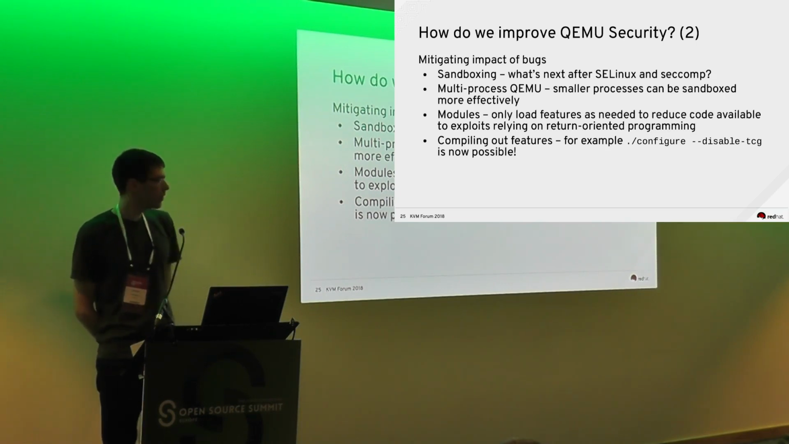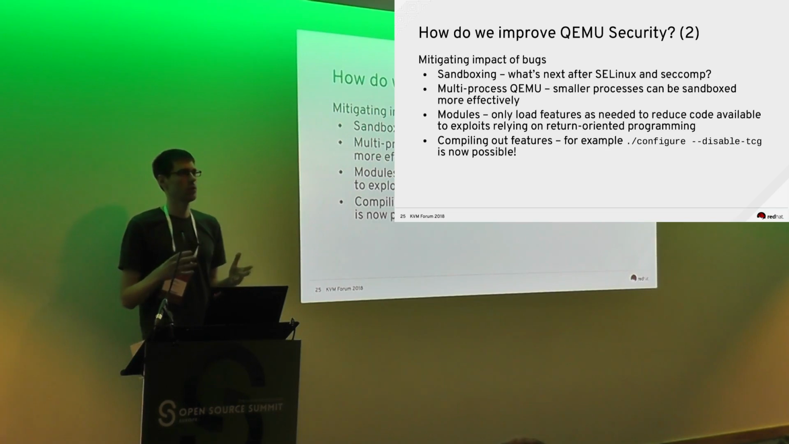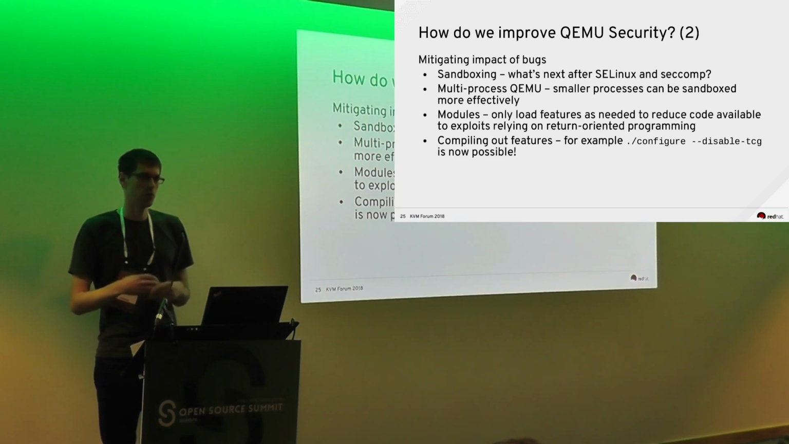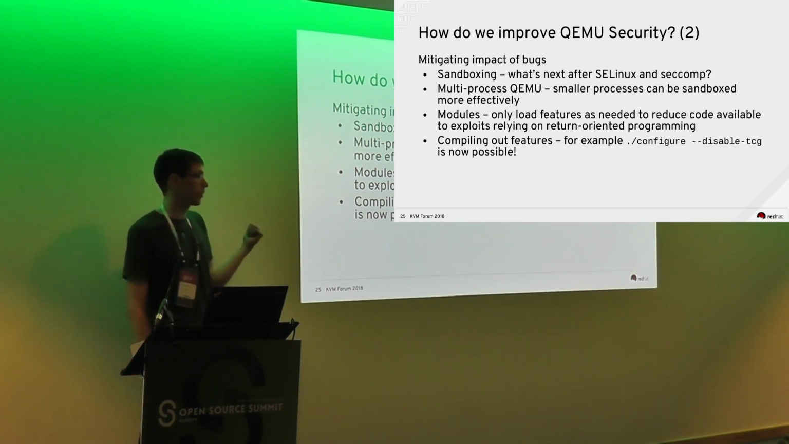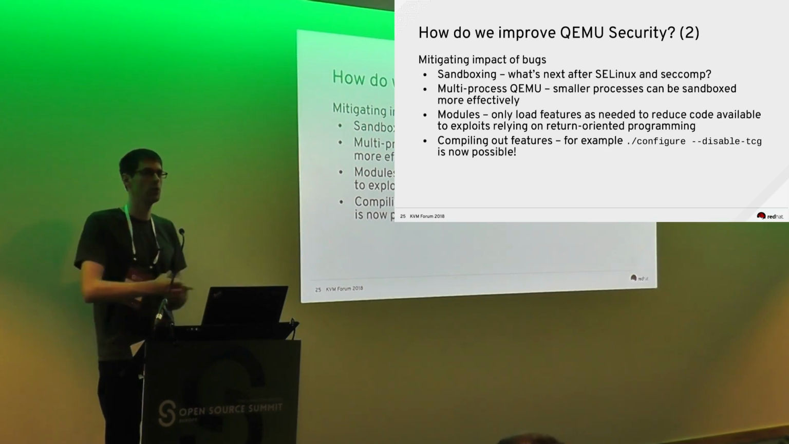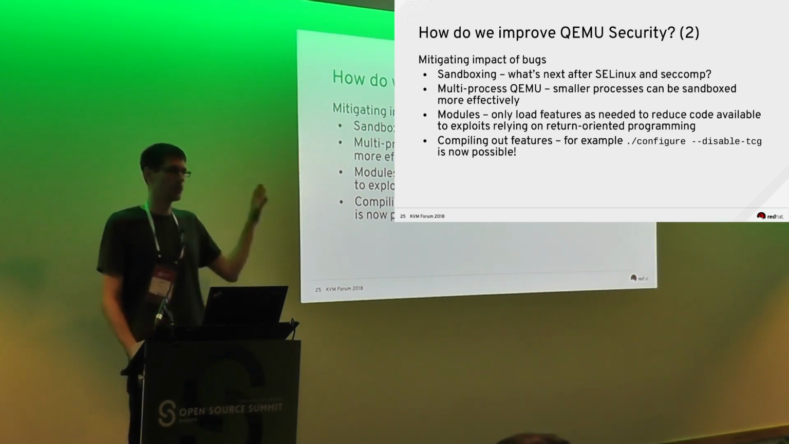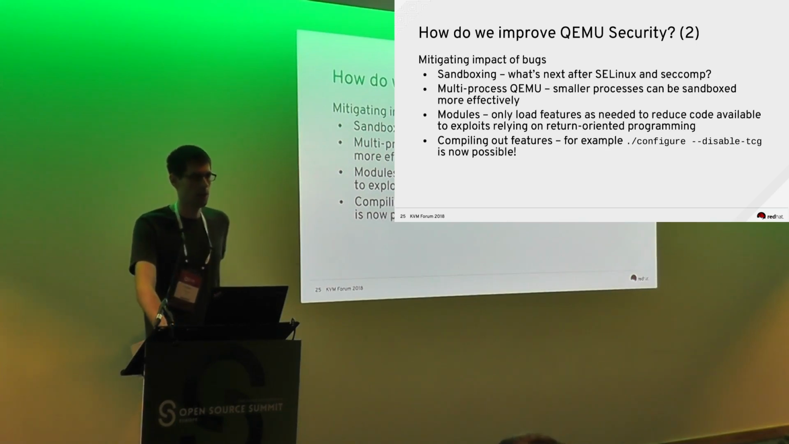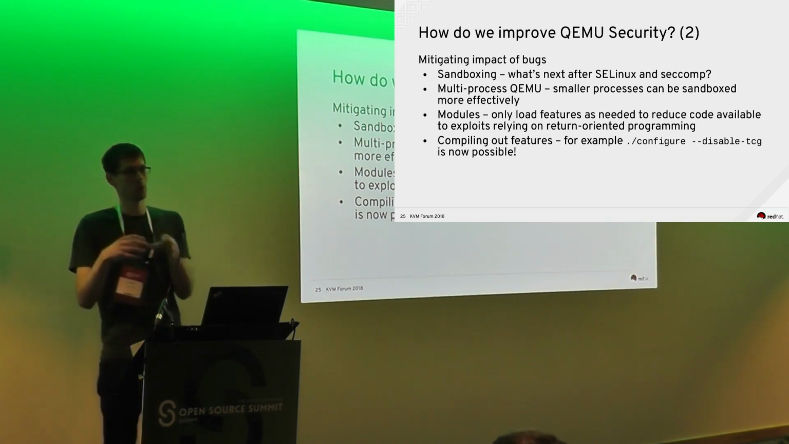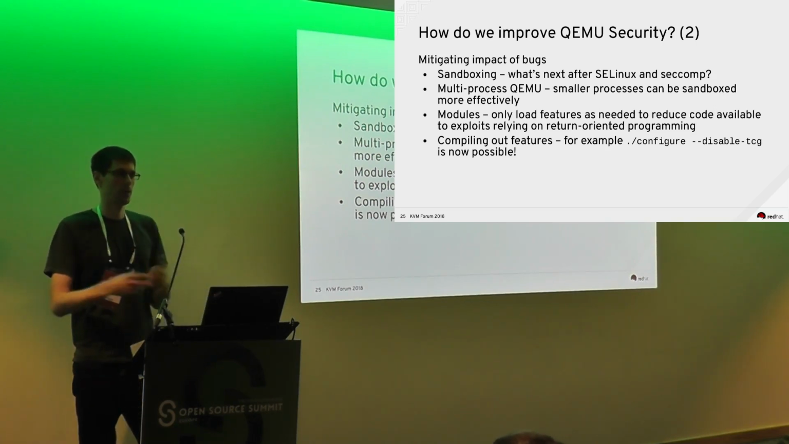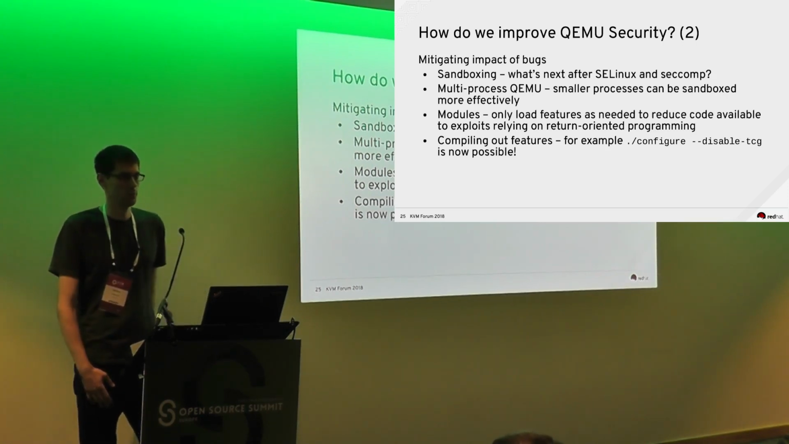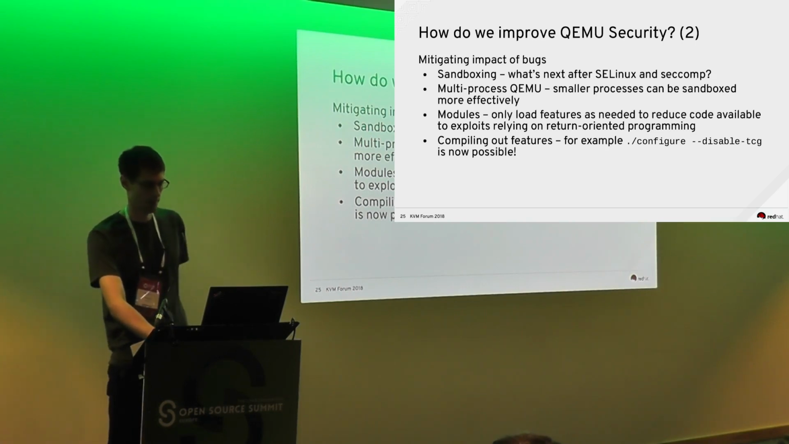QEMU historically also has been quite monolithic. We haven't always added features to compile out and disable things. For example, now it's possible to disable TCG, but that took a long time. For a long time, you always had the TCG code in there, even if you weren't using it. So you can do this statically at compile time as well. And a lot more work is possible. If people want to be able to build without certain features or devices, there are ways of doing it, and patches can be sent upstream to do that.